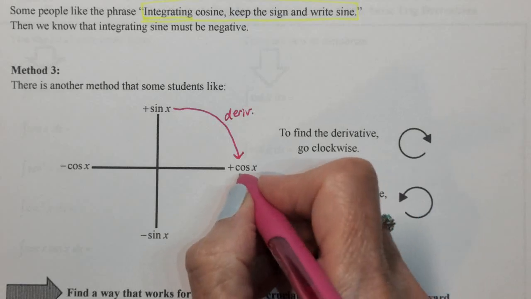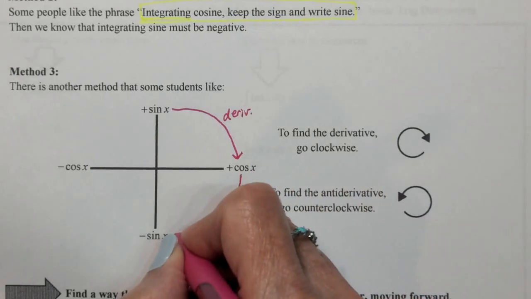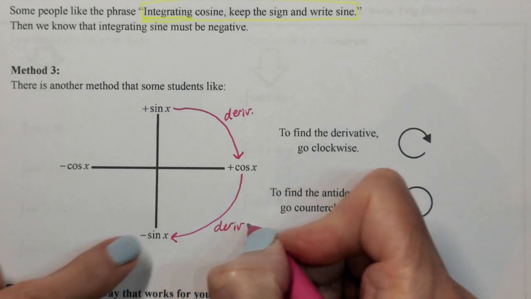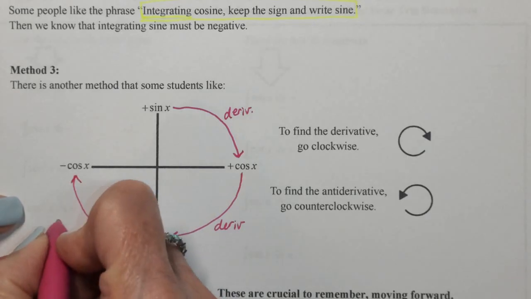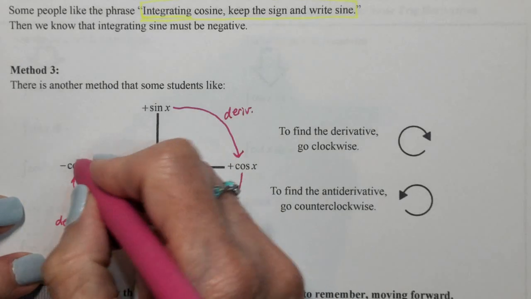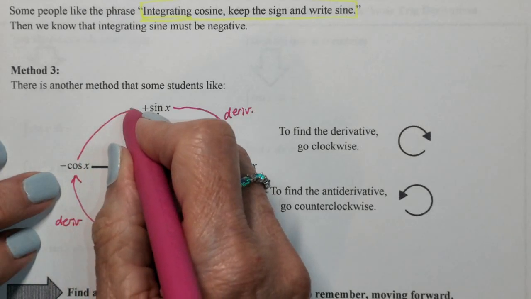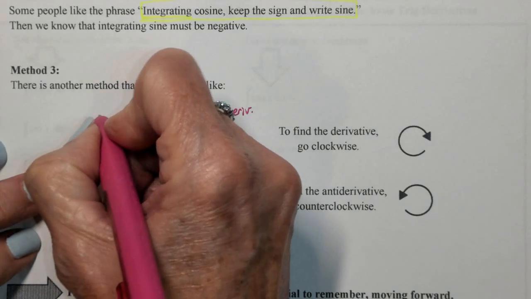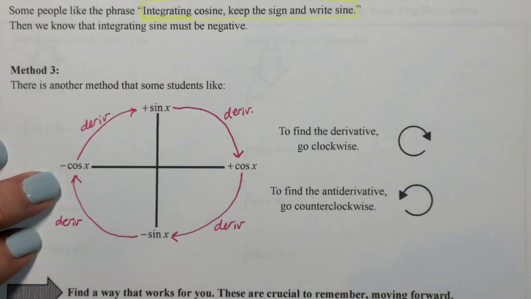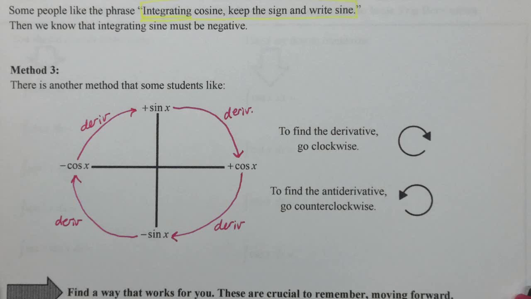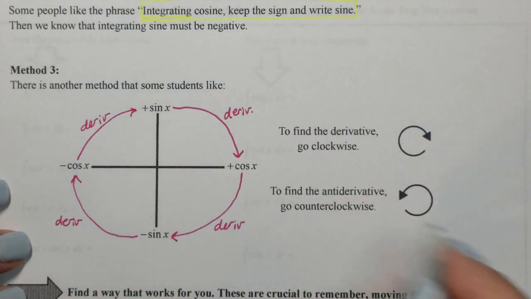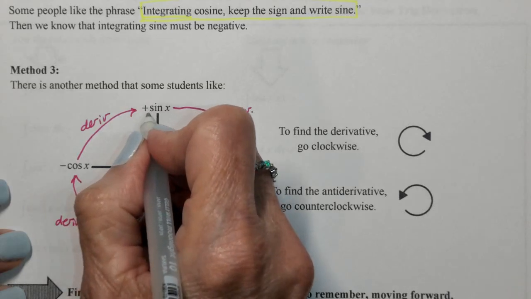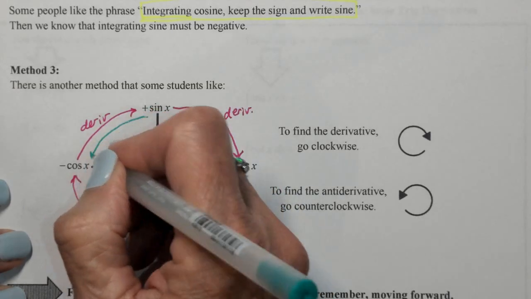Okay? So if I'm taking the derivative of cosine, it is negative sine. If I'm taking the derivative of negative sine, it is negative cosine. If I'm taking the derivative of negative cosine, it is positive sine. So derivative, you go clockwise. Antiderivative, you're going to go the other direction. So you go counterclockwise. If I'm taking the antiderivative of sine, it is negative cosine.